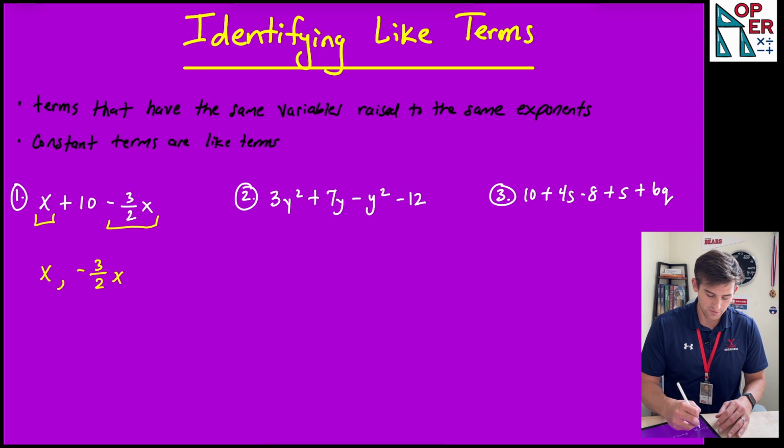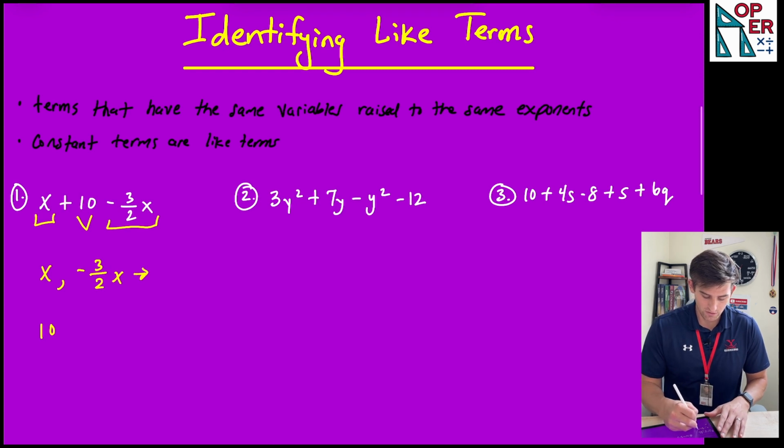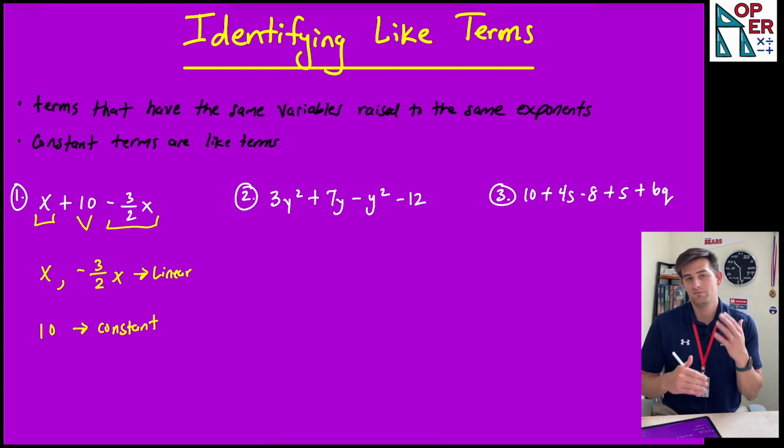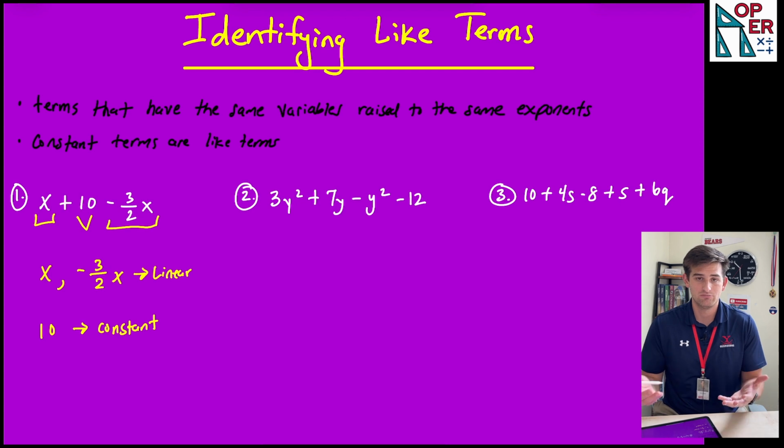And then the only other term we have in there is a 10. So 10 would be another term. It just doesn't have any like terms in this specific expression. It is the only constant term. So these two we said were linear terms, and this one was our constant term. Once again, you might not be using those vocabulary words in pre-algebra class, but as you move forward in algebra 1 and algebra 2, you will be using those terms, so might as well show them to you now.